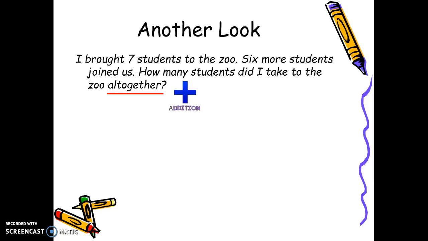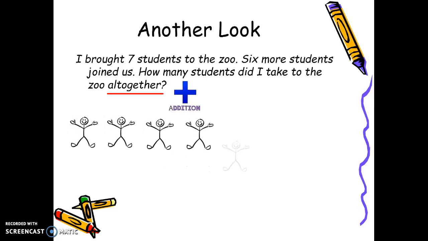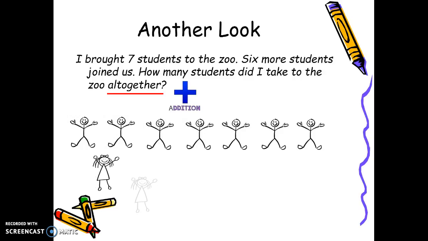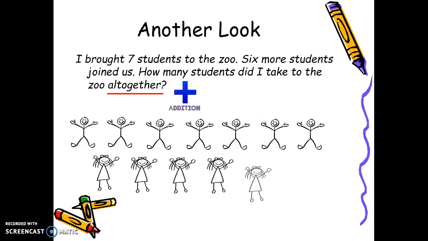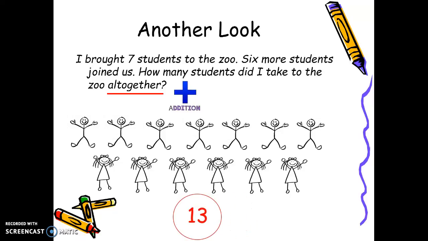So let's see. We had 7 students. 1, 2, 3, 4, 5, 6, 7. Then I brought 6 more. Let's count. 8, 9, 10, 11, 12, 13. How many students did I take to the zoo altogether? That's right. We brought 13 students to the zoo.